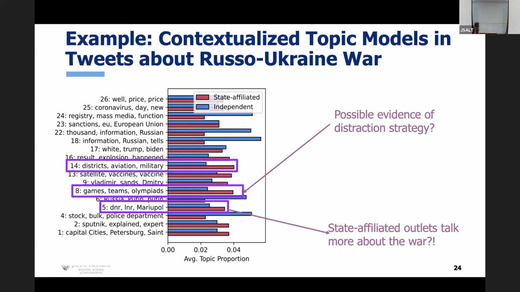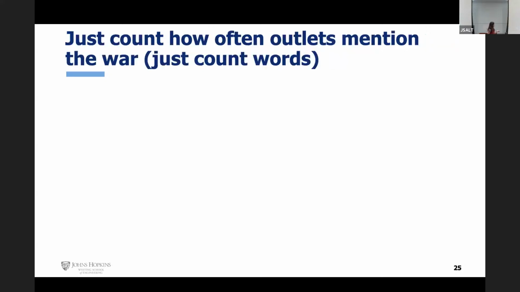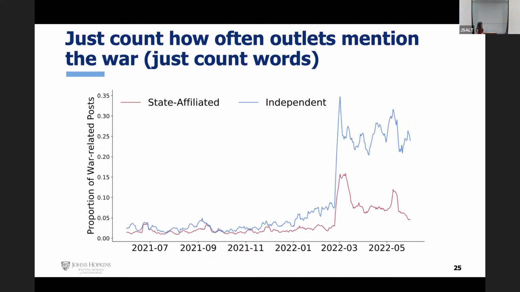Okay, so this is kind of weird, right? We don't expect to find more references to war and military in the state affiliated outlets. And we can tell that this is wrong because if we just count how often outlets use the word war, we find a much higher prevalence in the independent outlets. Once the war started, you see this big divergence between how frequently it's used. So if we actually go through and just count the words, this is not what we find, right?